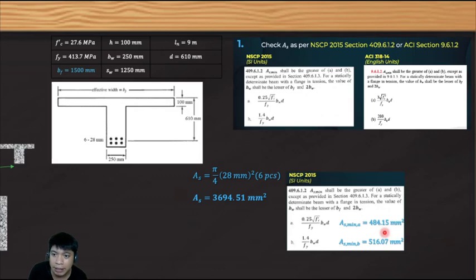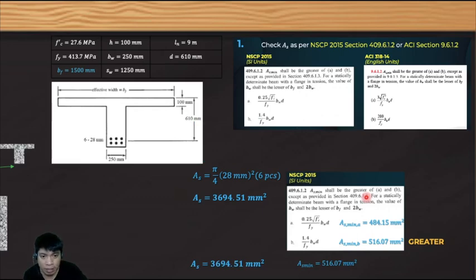So, alin yung pipiliin natin dito? Of course, yung pipiliin natin dito is the greater, kasi nandito nakasulat, shall be the greater of A and B. So, yung greater sa kanila is yung 516.07. So yun yung ating A sub S minimum. Okay, so i-compare natin ngayon guys si A sub S, yung 3,694.51, compare natin siya sa minimum.